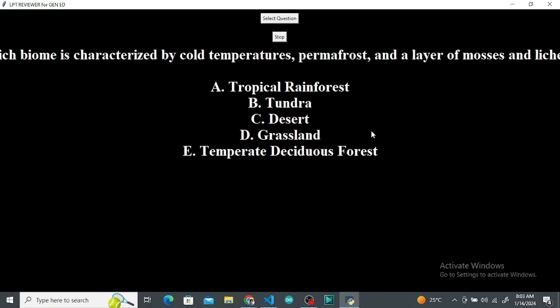Which biome is characterized by cold temperatures, permafrost, and a layer of mosses and lichens? A. Tropical rainforest. B. Tundra. C. Desert. D. Grassland. E. Temperate deciduous forest. The correct answer is tundra.